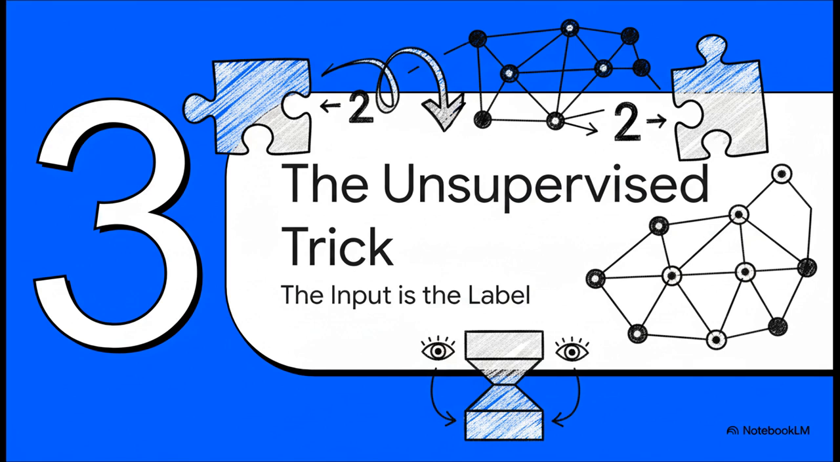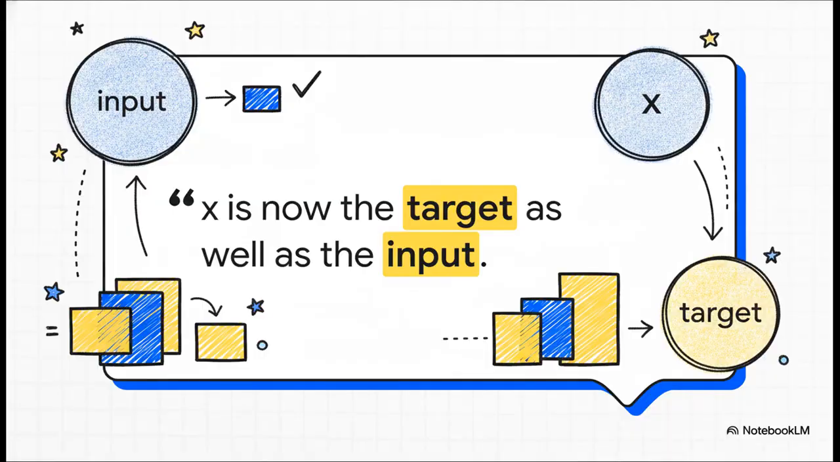Well, this is where the really elegant trick of the autoencoder comes into play. And boom, this one single line from the source material solves the entire mystery. The input, which we call X, is also the target. The data literally becomes its own label.